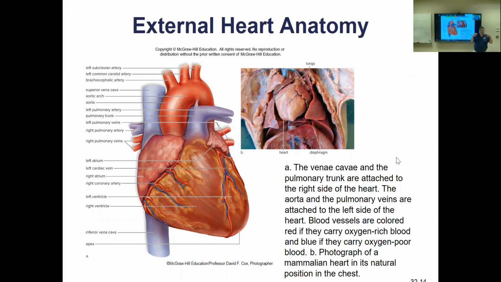The atriums are little repository bags to collect the blood. They're just like storage tanks. And here they look like little angel wings here and here.